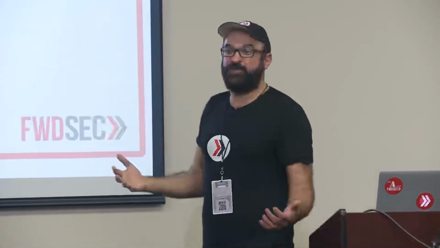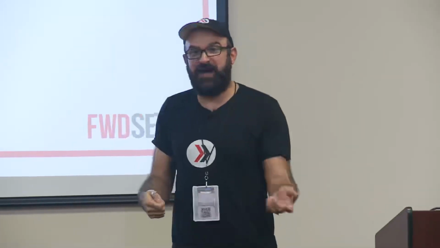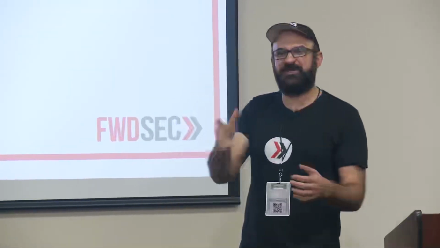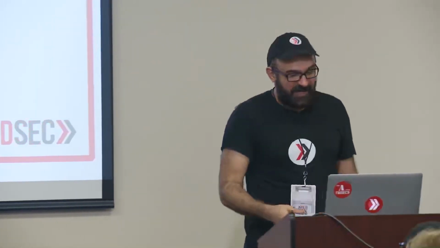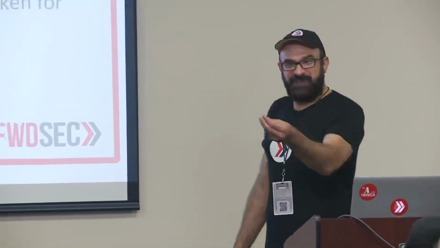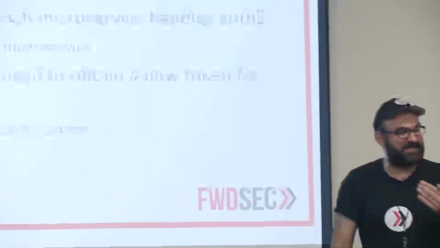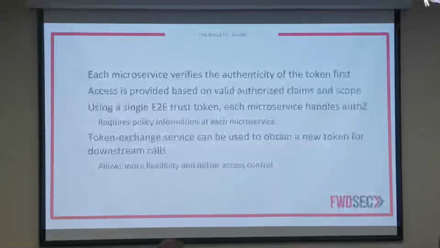And the token's claims can include things like the end user and issuer's identity, right? It can include identities of specific consumers. Hey, this token can only be used by this consumer, not by everybody, right? So if someone stole that token, maybe that would be a good mitigation. And also an expiration time in there as well. And each microservice verifies the authenticity of the token first, as I mentioned, and then access is provided based on valid authorized claims and scopes that are specified in that token.